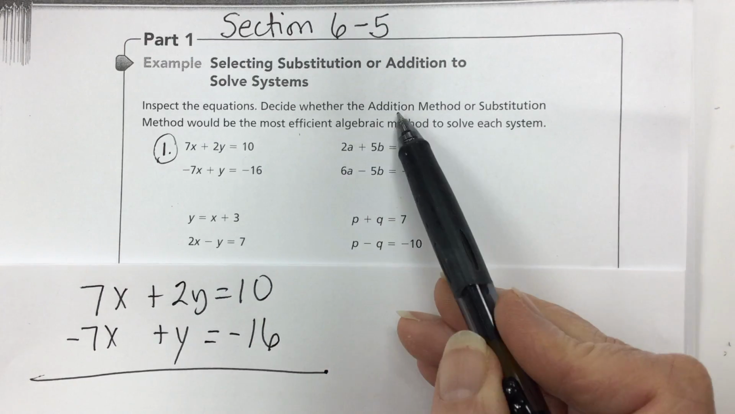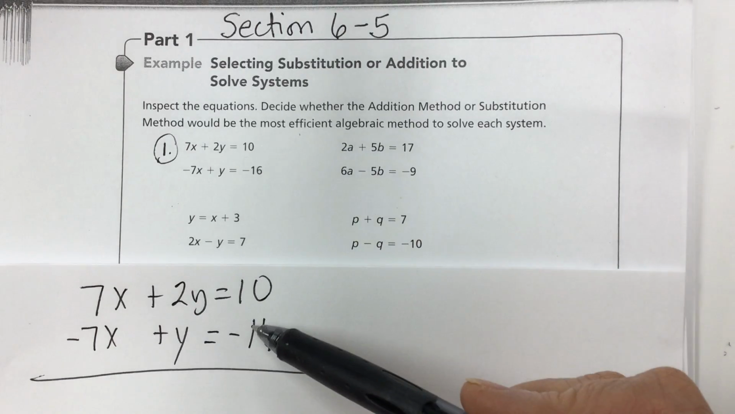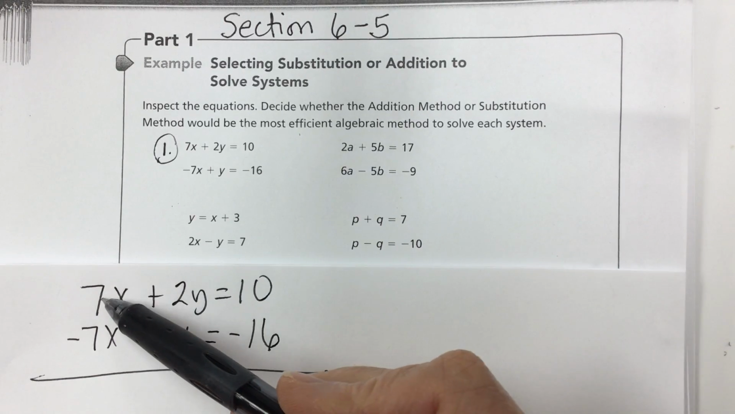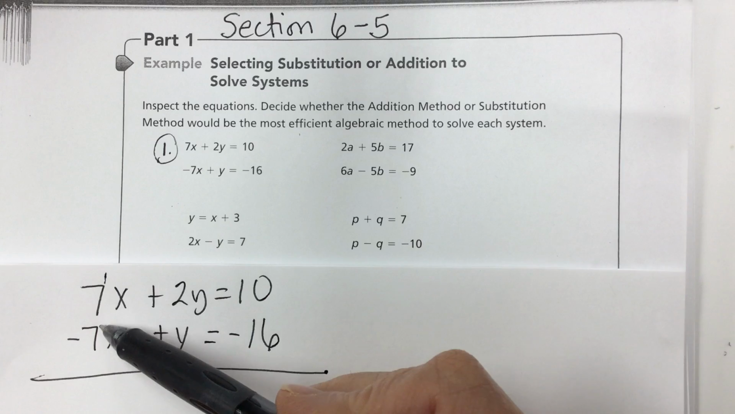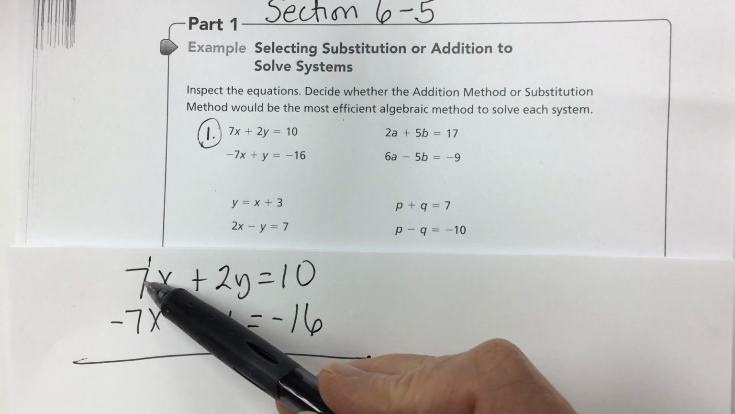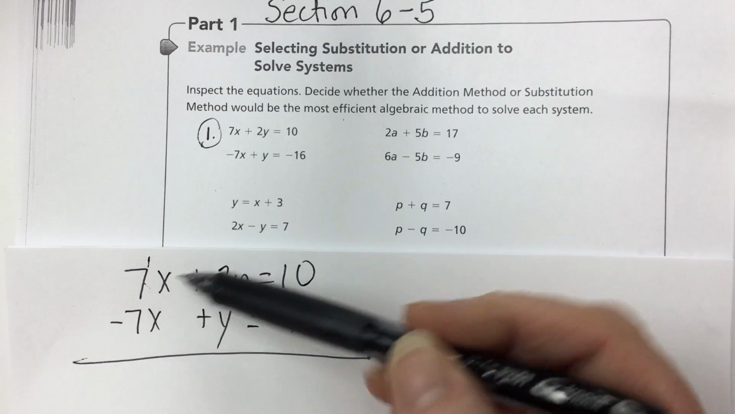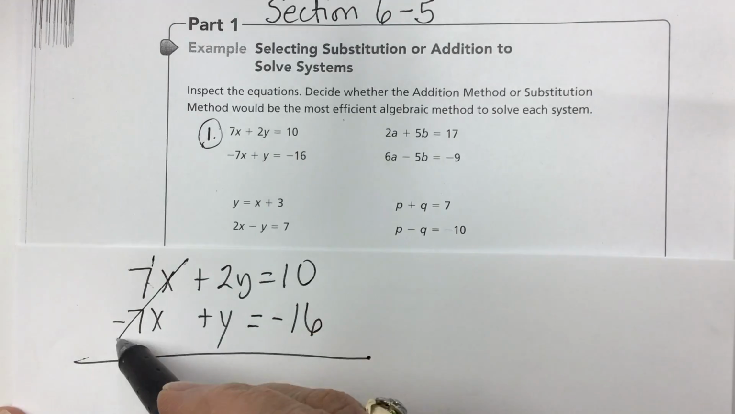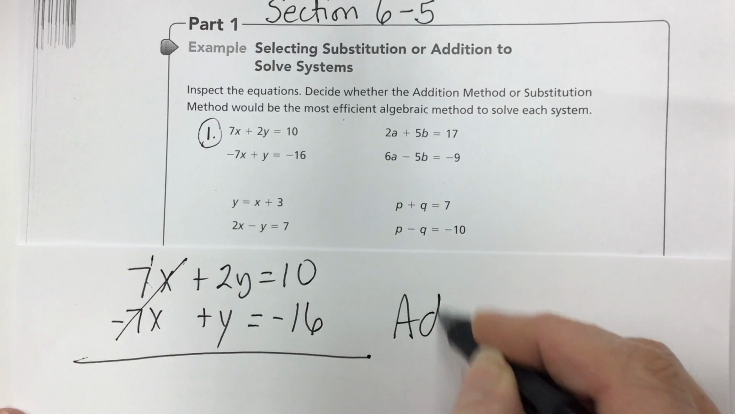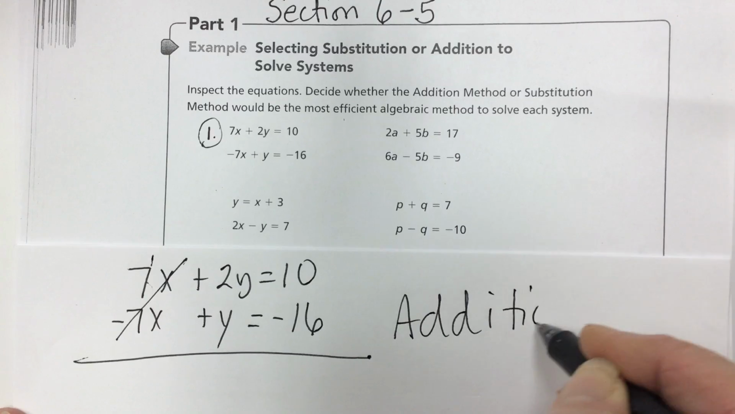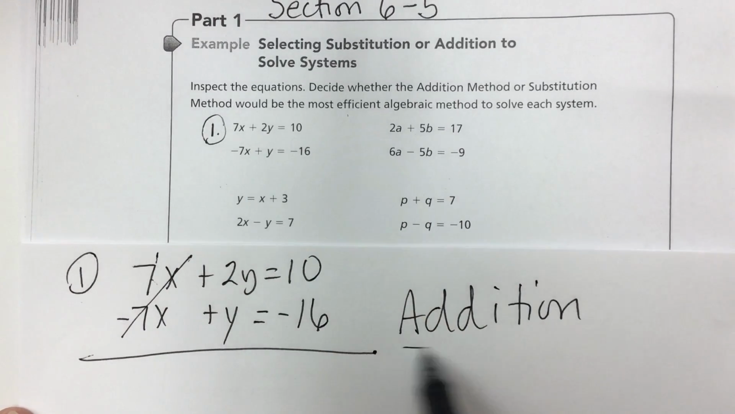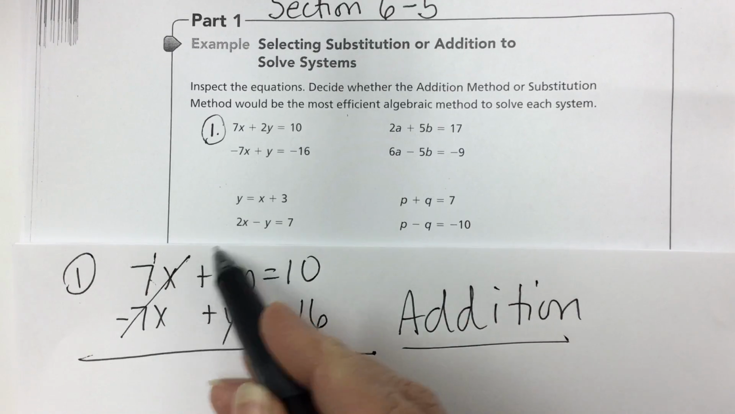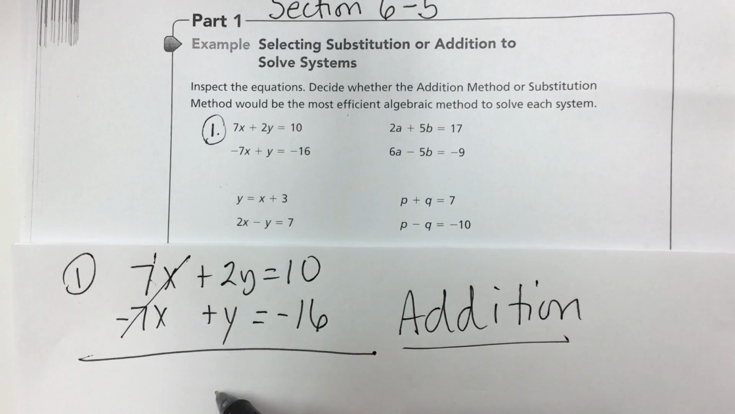The addition method wants everything lined up, one being a positive number and one being a negative of that exact number. I need two numbers that are opposites of each other. Do I have that? I have positive 7 and negative 7. Therefore, if I added, these would cancel. So the best method for the first system would be the addition method, because those would cancel and I could easily solve for y.